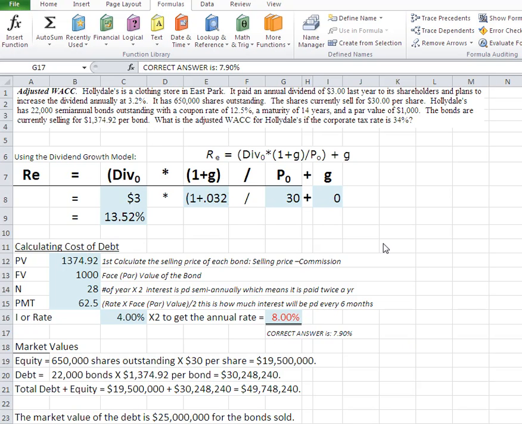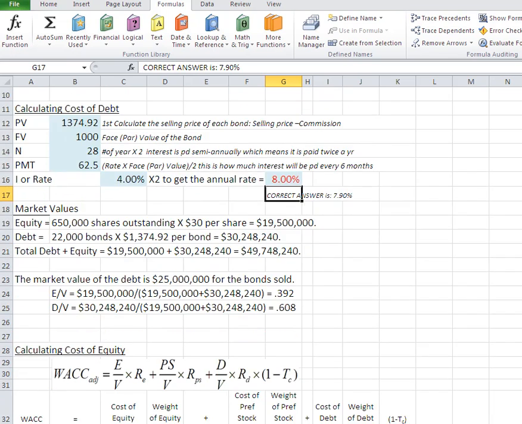Okay, so we solved the first two parts of the problem. We've calculated the cost of the equity using the dividend growth model. We've calculated the cost of our debt using the yield to maturity method, which is calculating the rate for our bonds. Now, we don't have any preferred stock to deal with in this particular problem, so we can go ahead and ignore that component of the weighted average cost of capital.